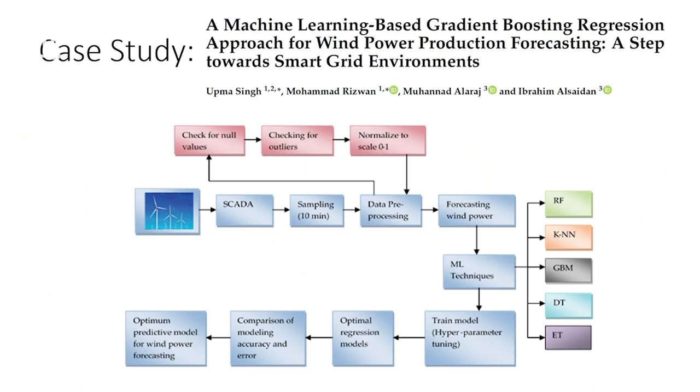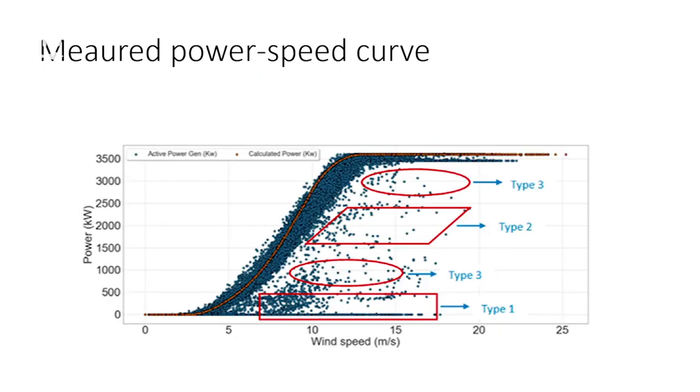Okay, so I want to talk about a relatively simple case study. The reference is here. The goal is to understand. They have used several algorithms for production of wind power. So this is a very simple problem, and this is how the data would look like. This is the wind speed. We see here in orange the ideal calculated power theoretically, and this is the power in kilowatts.